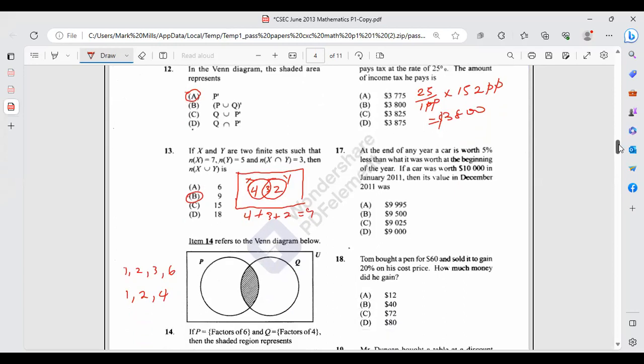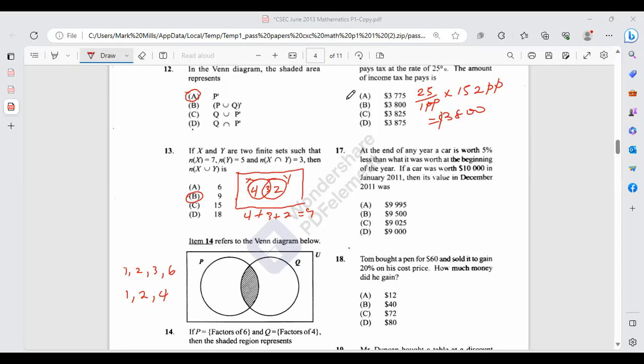Number 17. At the end of the year, a car is worth 5% less than at the beginning of the year. If the car is worth $10,000 in January 2011, then the value in December would have been what? How would I treat this question? This is a depreciation question, right? So what will I do?